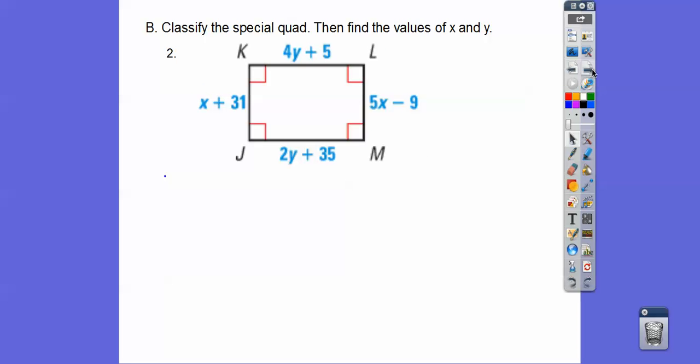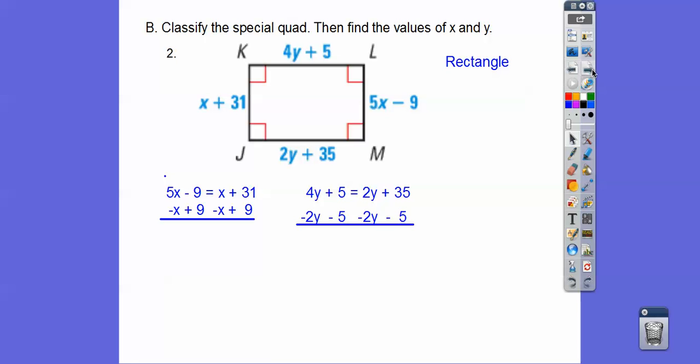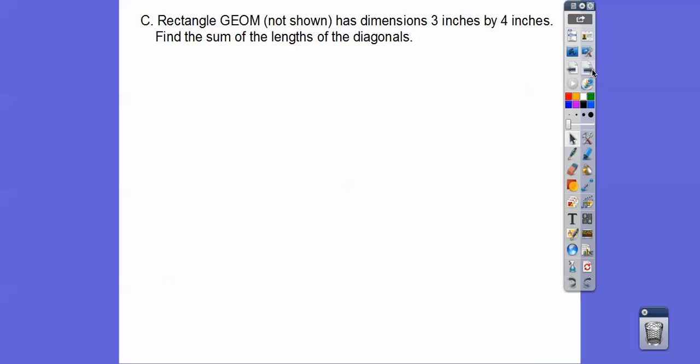Okay, all right, this one totally is a rectangle right here. So rectangles, since it's a parallelogram, opposite sides are equal, so we go ahead and solve for x, and that's what we get on those guys. Okay. All right, so here we go.